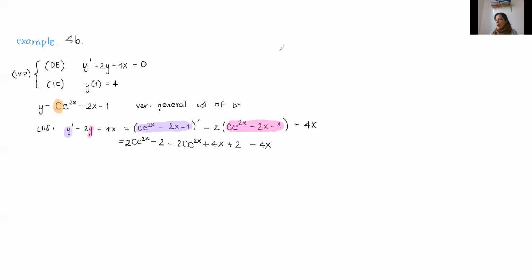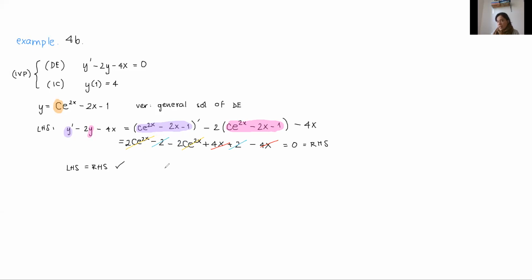And at this point, we're already getting to where we want to be because we know that now 2c e to the 2x is going to be canceled with 2c e to the 2x over here. We're also going to get that negative 2 plus 2 is equal to 0. And we have that 4x minus 4x is equal to 0 as well. So that means that this whole thing is equal to 0, which is exactly what I want, right? Because this is my right-hand side. Okay, so this means that my left-hand side, once I replace by this function, is equal to the right-hand side of the equation.